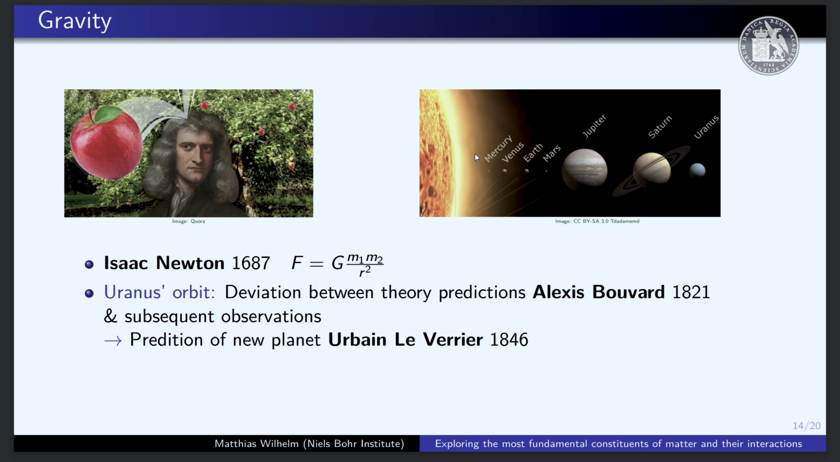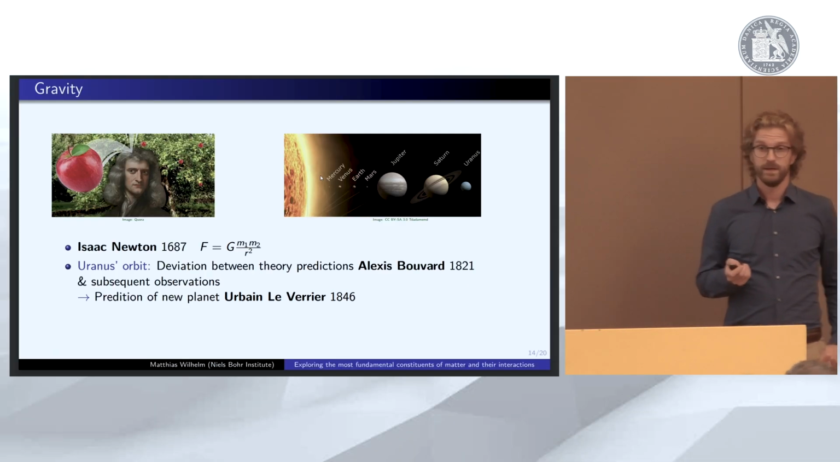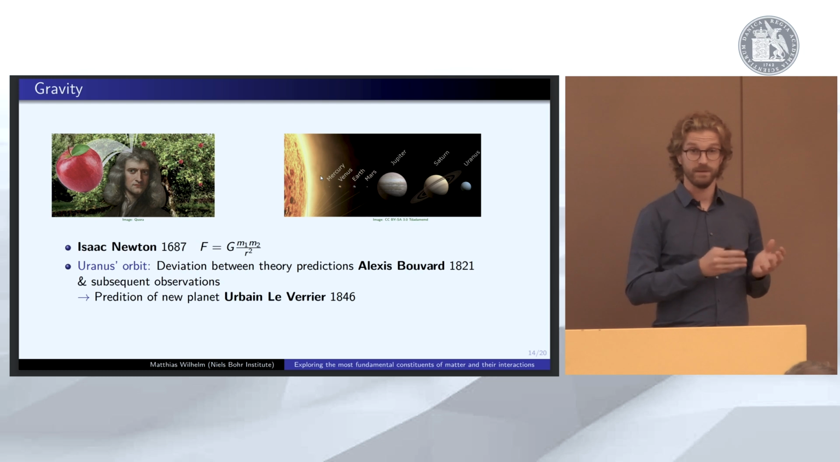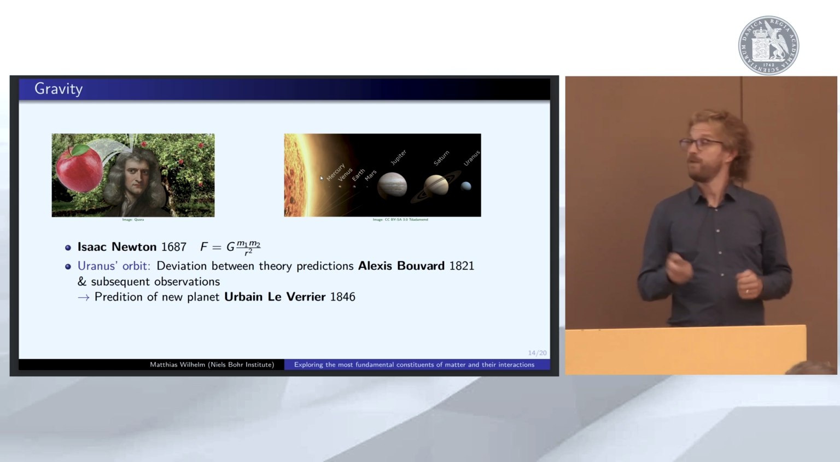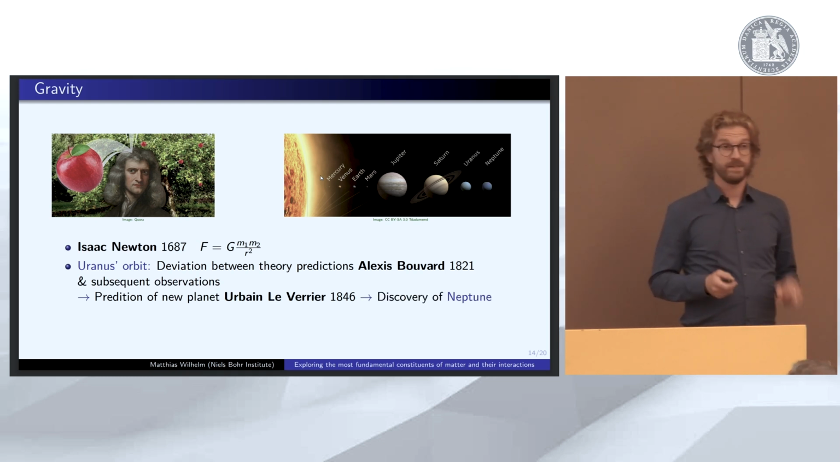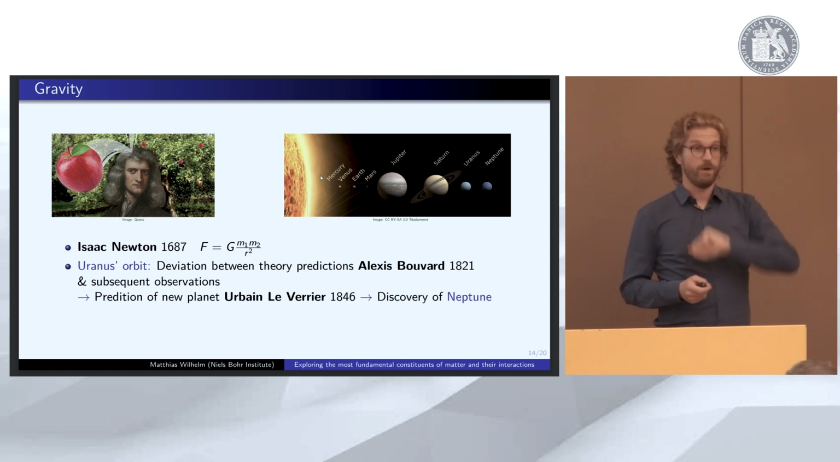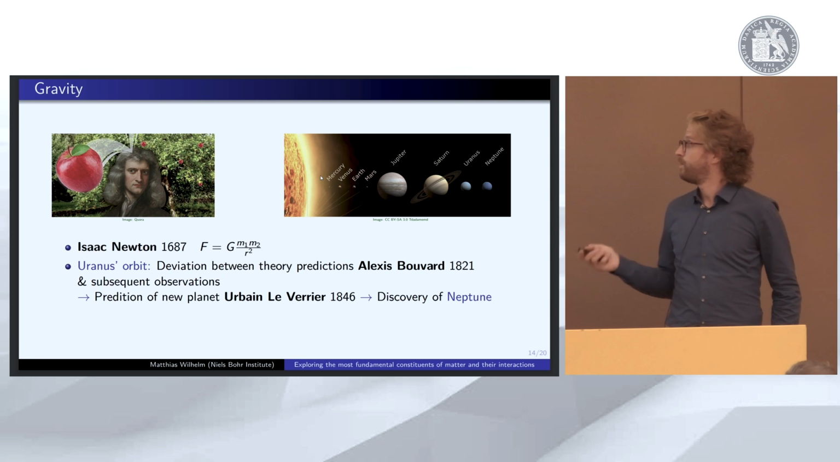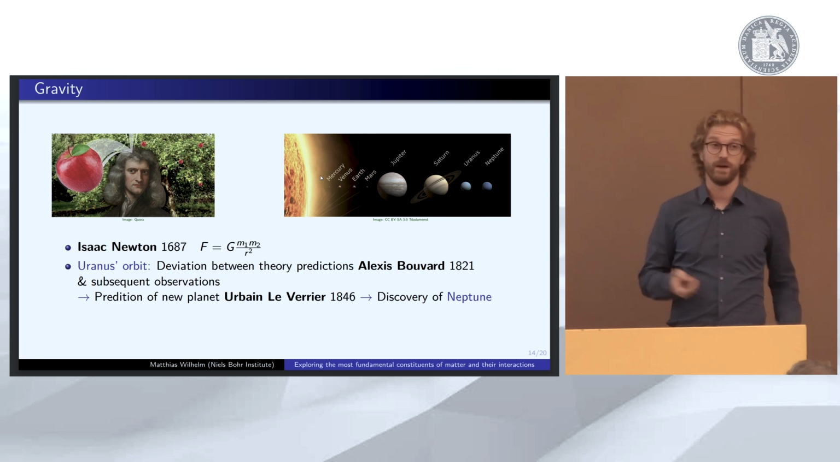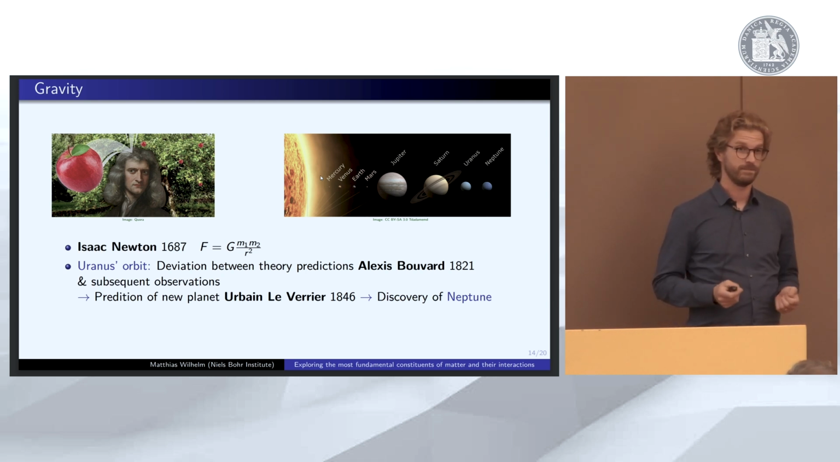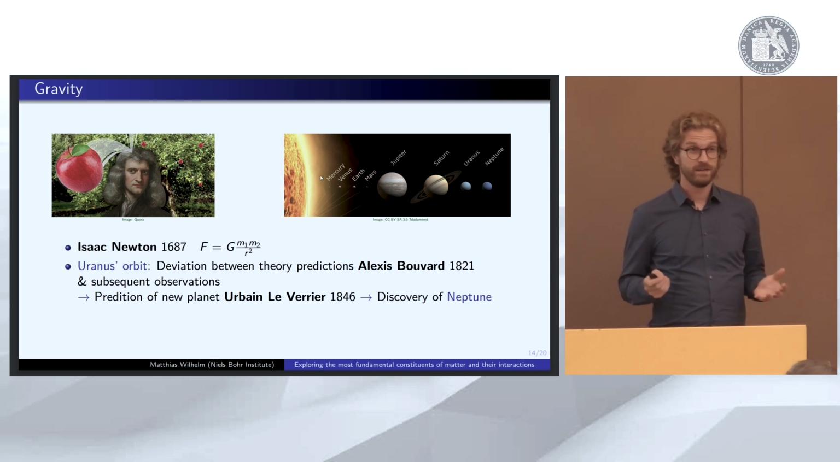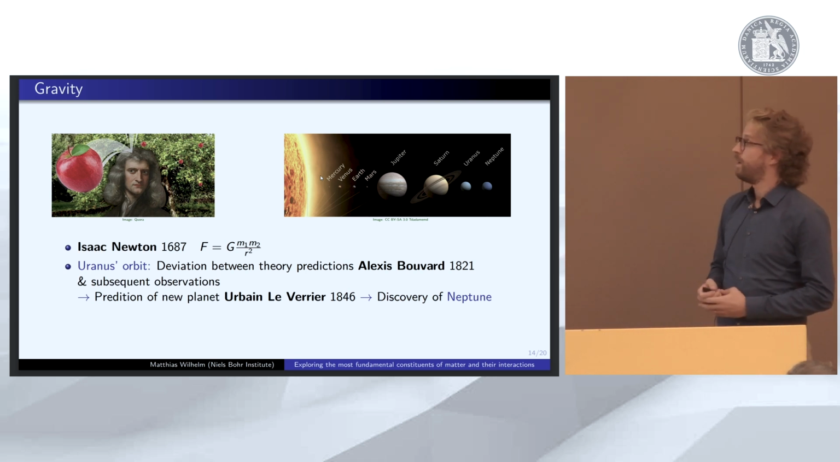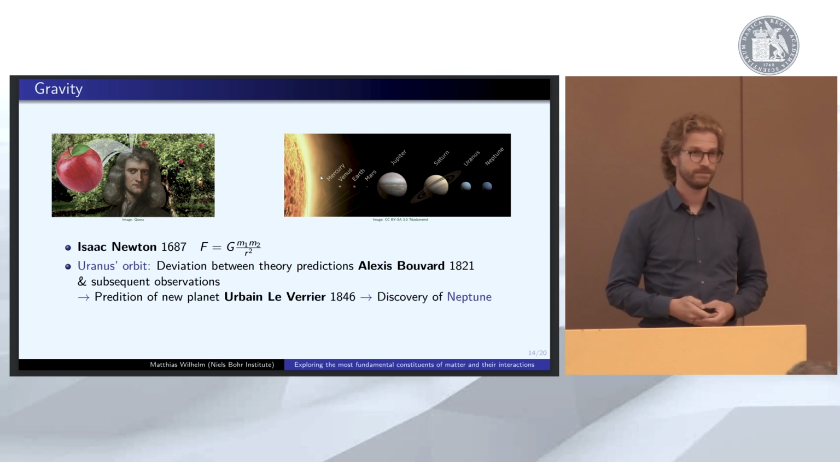Le Verrier sent this prediction to Johann Galle at the Berlin Observatory, and in the night after receiving the letter with the prediction, he found this new planet within a degree of where it was predicted to be. And this is how Neptune, the eighth planet in our solar system, was discovered. Needless to say, this was a huge confirmation of Newton's theory of gravity.